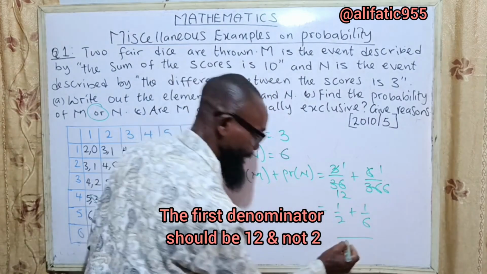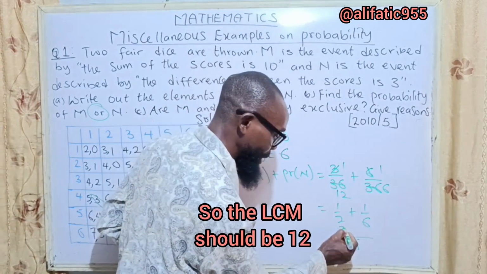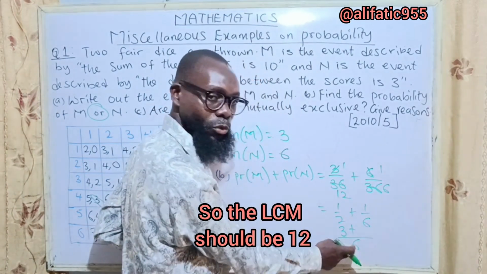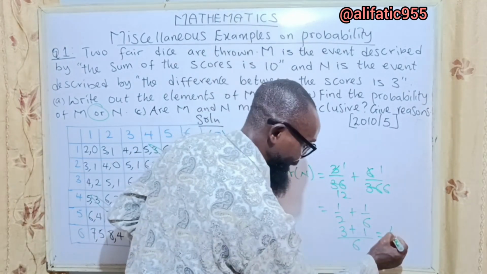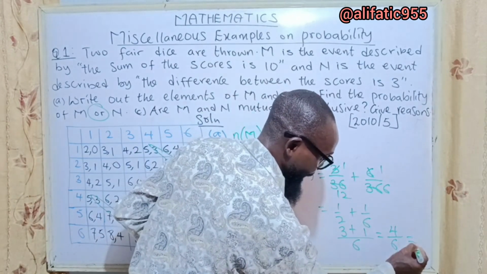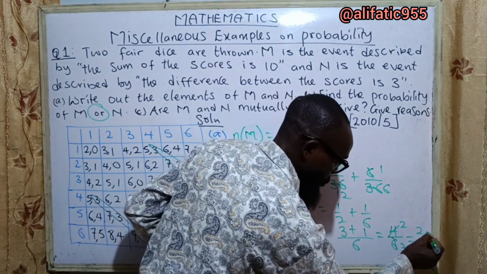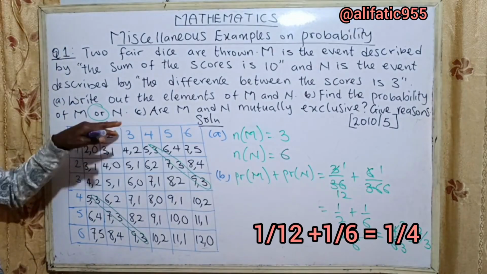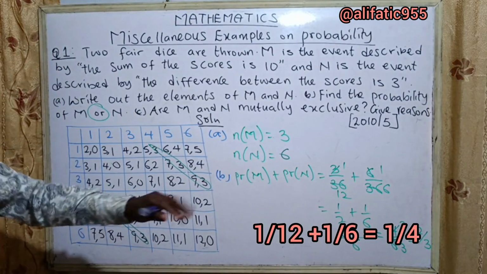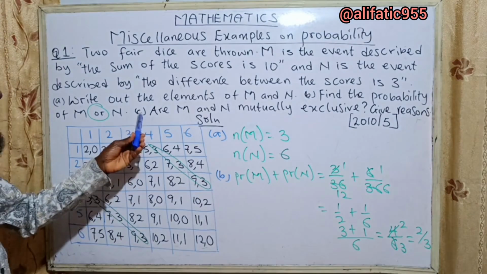Our LCM here is 12. 12 divided by 12 is 1, 1 times 1 is 1. Plus 6 goes into 12 twice, 2 times 1 is 2. So we now have 1 plus 2, that is 3 over 12. Finally, 3 goes into 3 once, 3 goes into 12 four times. So we have 1 over 4. So which means that M or N equals 1 over 4.